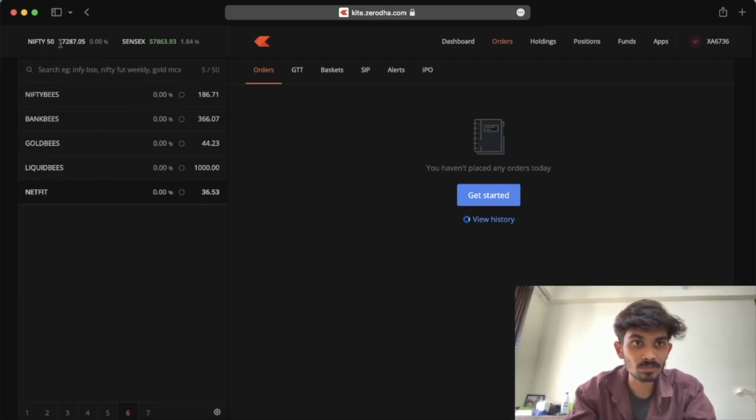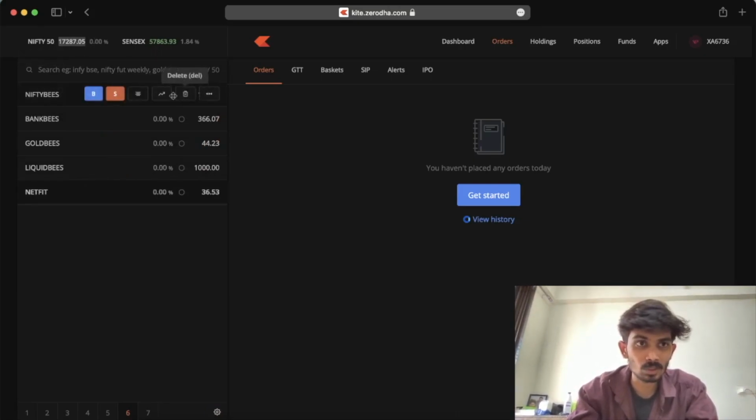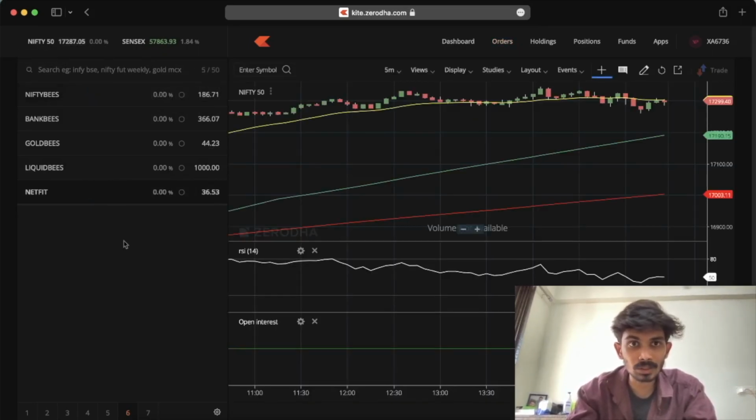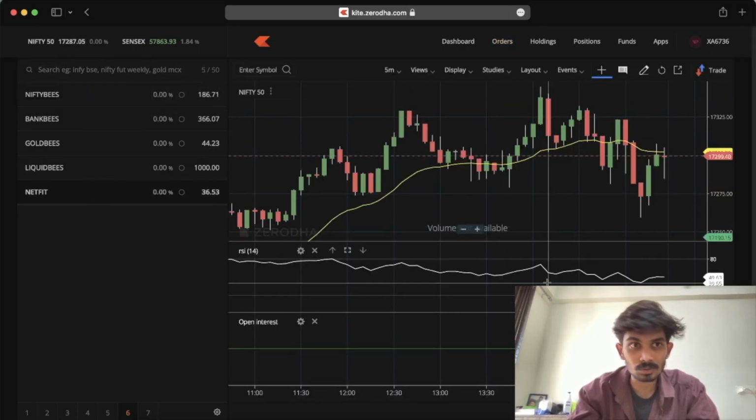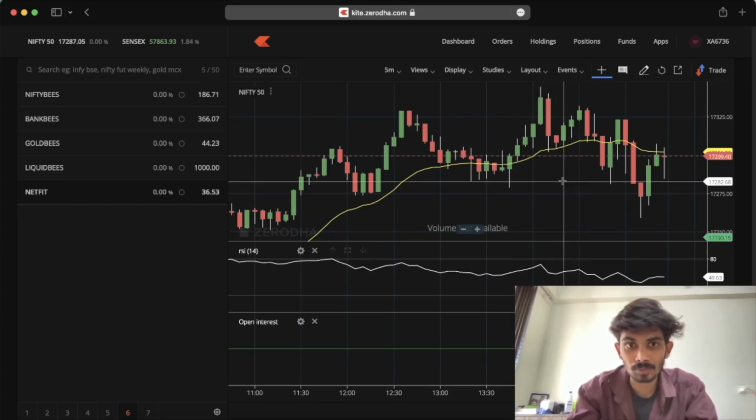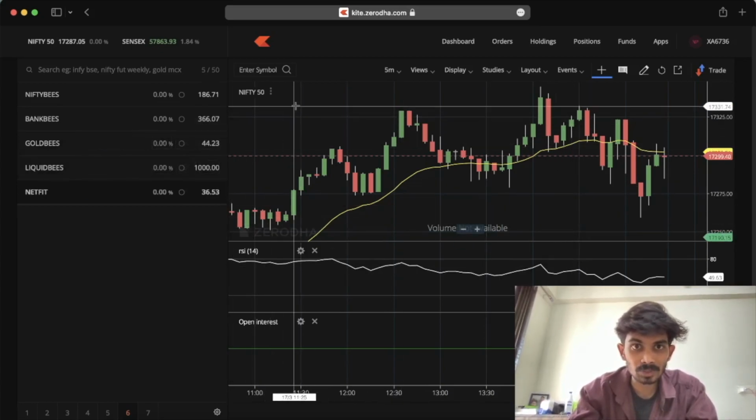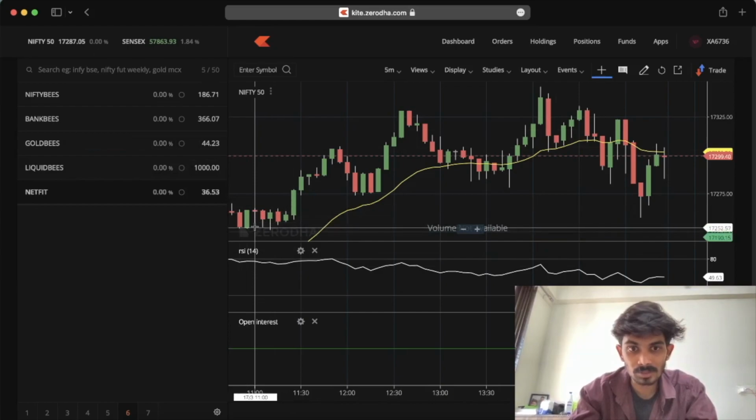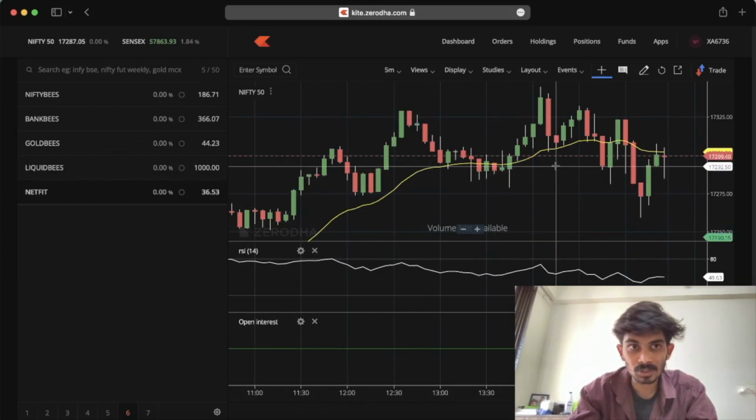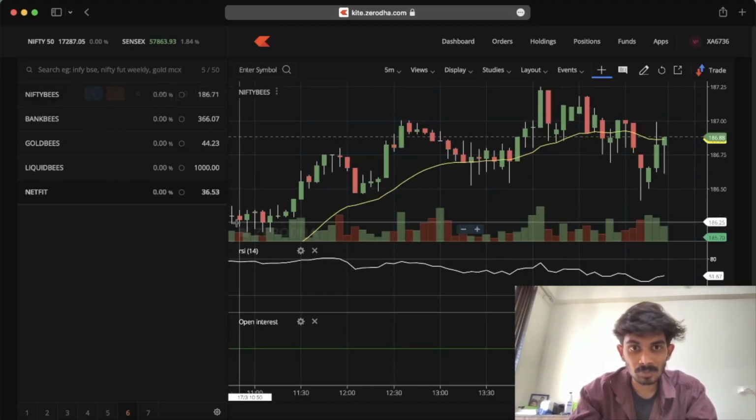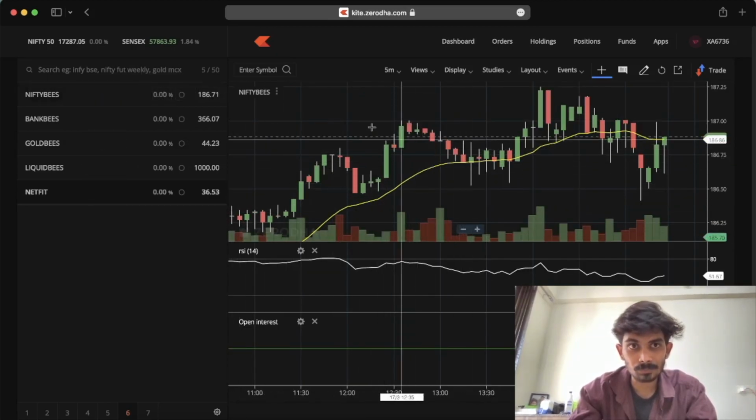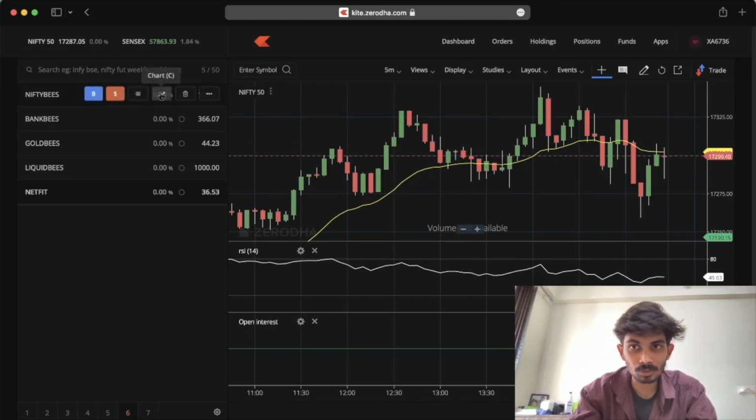If Nifty is running around 17,287, now NIFTYBEES is at 187. Now I'll show how NIFTYBEES is directly dependent on Nifty 50. This is the graph for Nifty 50 for a day, for example, from 11 to 3 o'clock on 17th of March. If I open NIFTYBEES, the graph is similar. This is what I want you to understand.